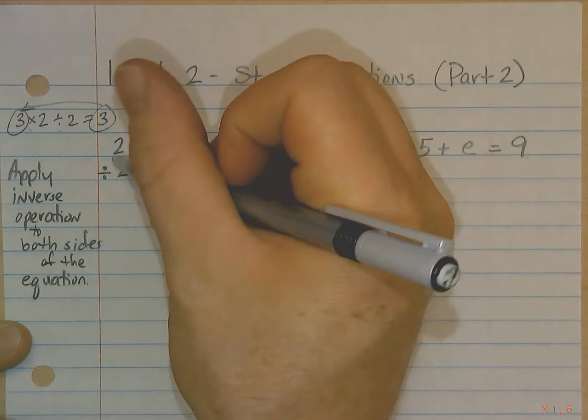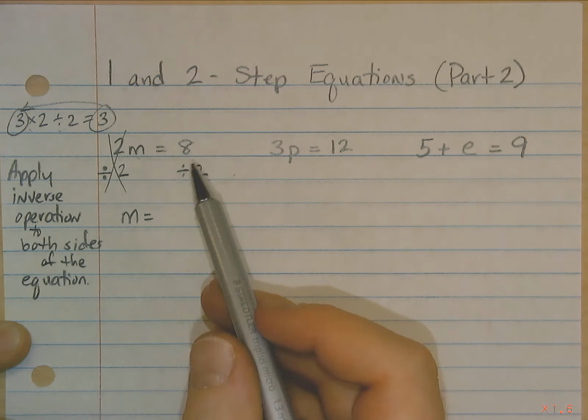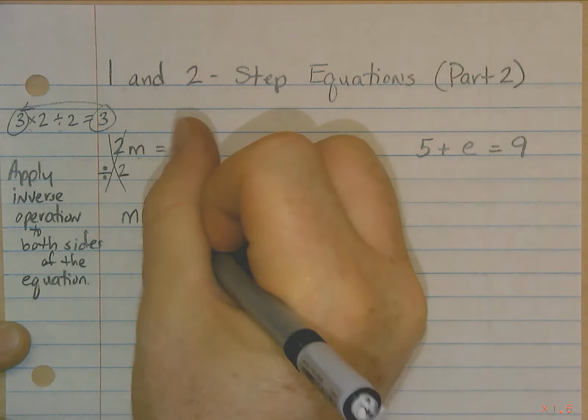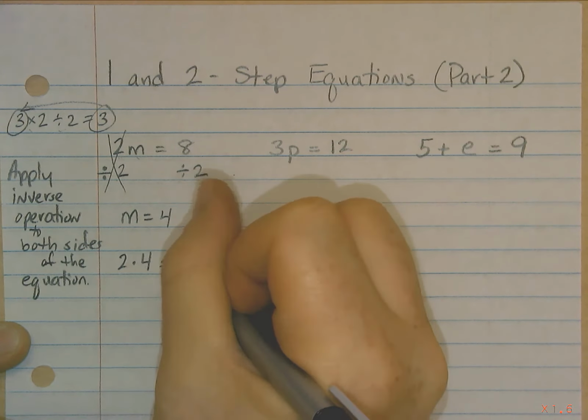This cancels out. All you're left with is m, and then you're left with the solution to what m is. 8 divided by 2 is 4. So in this situation, 2 times 4 does equal 8. So that checks out.